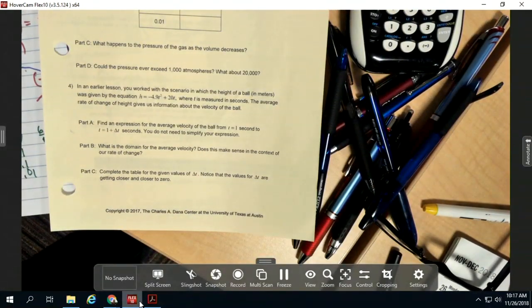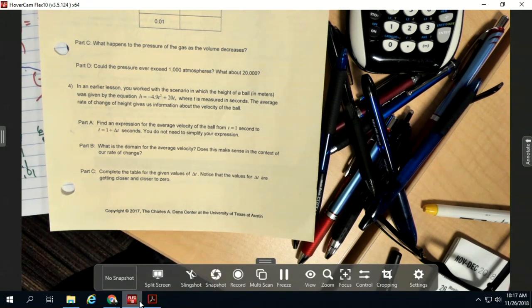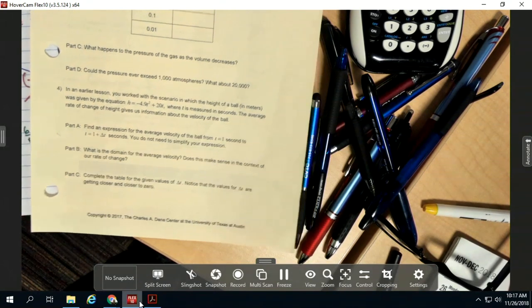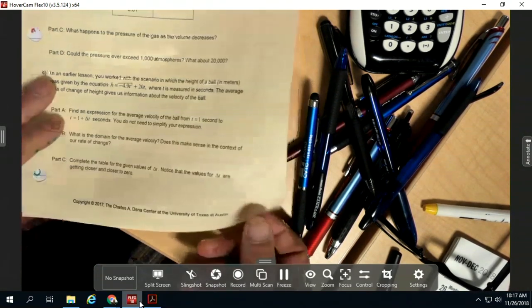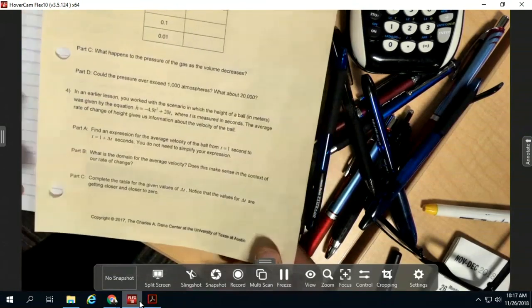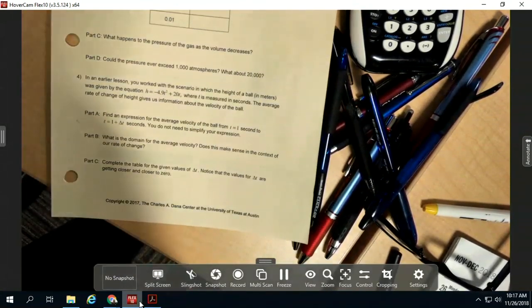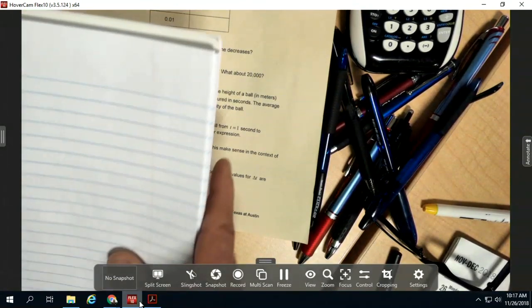In an earlier scenario, you worked with the height of a ball given by h equals negative 4.9t squared plus 20t, where t was measured in seconds. And the average change of height gives the information about the velocity of the ball. Find an expression for the average velocity of the ball from t equals 1 to t equals 1 plus delta t.